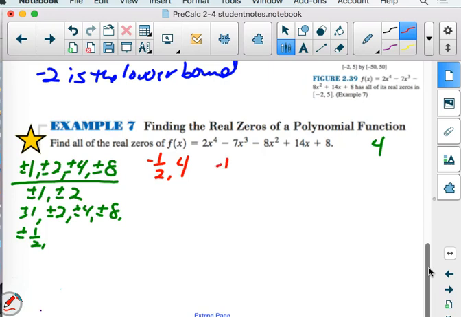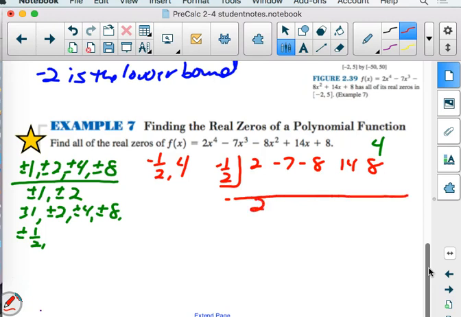So let's get started. And it doesn't matter which one you do first. This is not a horrible fraction to use for synthetic. Negative 1/2 is a nice little fraction. 4, 3, 2, 1, 0, they're all there. And just bring down that leading coefficient, but I think I'm writing too big for my space here. And just get started. So 2 times negative 1/2 would be negative 1. Add inside the box.